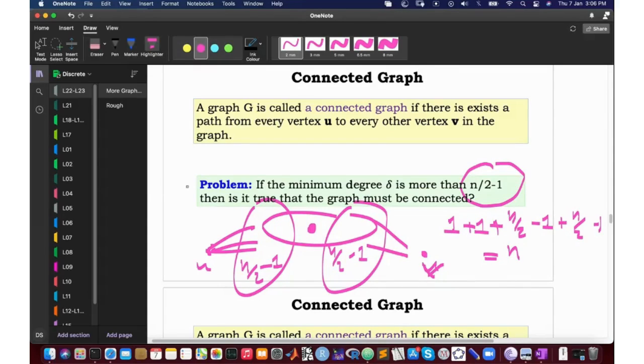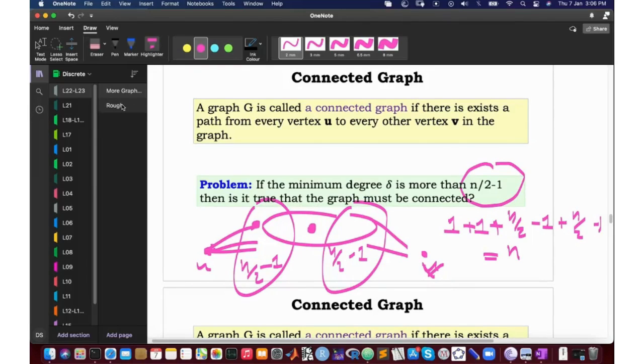Now, if you pick a vertex in there, this guy has degree at least n over 2 minus 1 because the minimum degree is n over 2 minus 1. But what it means is that one neighbor is U, and the rest, it must be connected to everything in here. Because if it is connected to any of these, then you will have a path from U to V. Are you guys following?